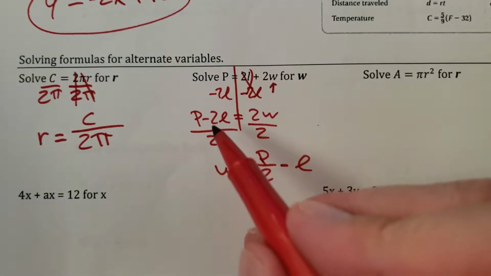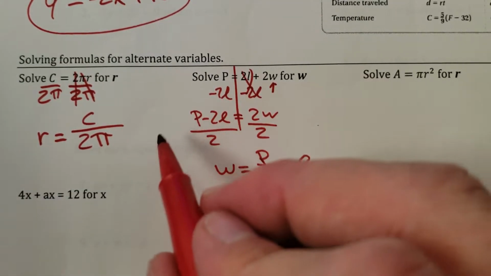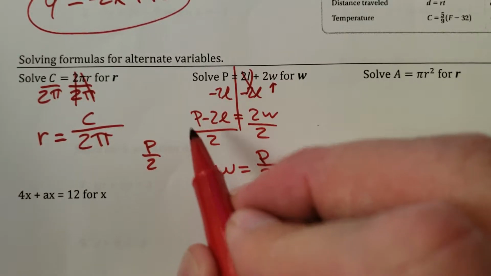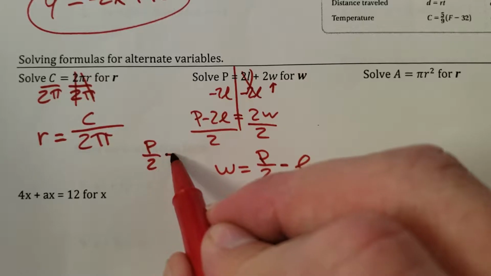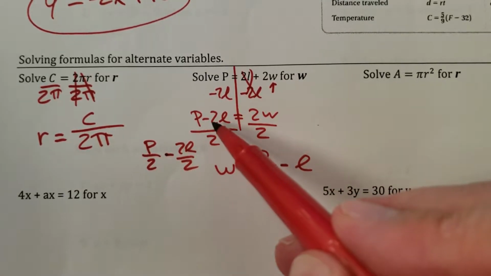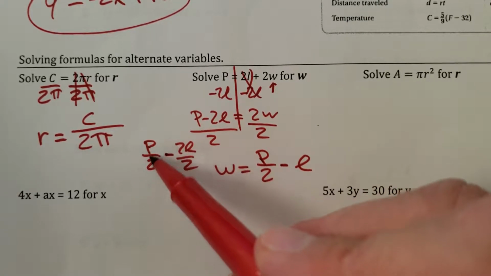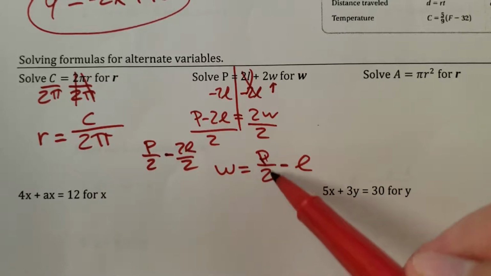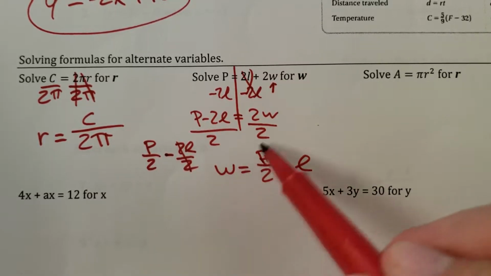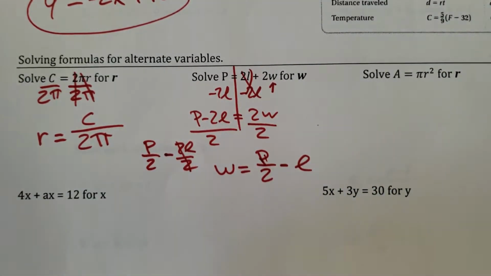All right. So again, I don't like writing it this way. I probably would have written it better this way, but I kind of want to show you what some other people think it should look like. Minus 2L over 2. There we go. So this turns into this. So P over 2 is P over 2, or half P, I guess you could say. These 2's would cancel, so there's the minus L. That's what W equals right there.